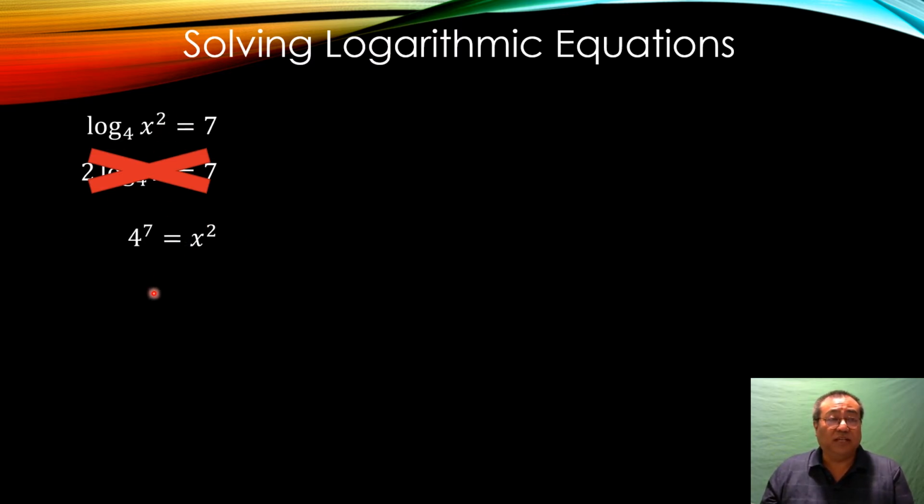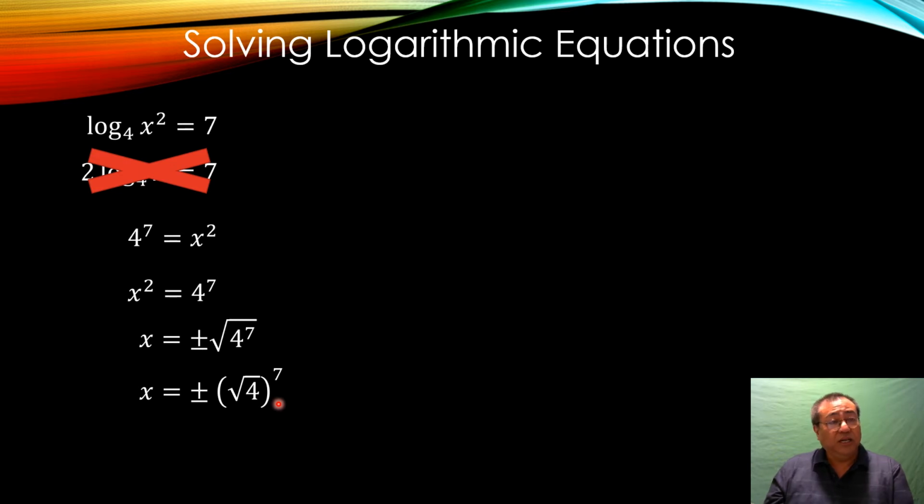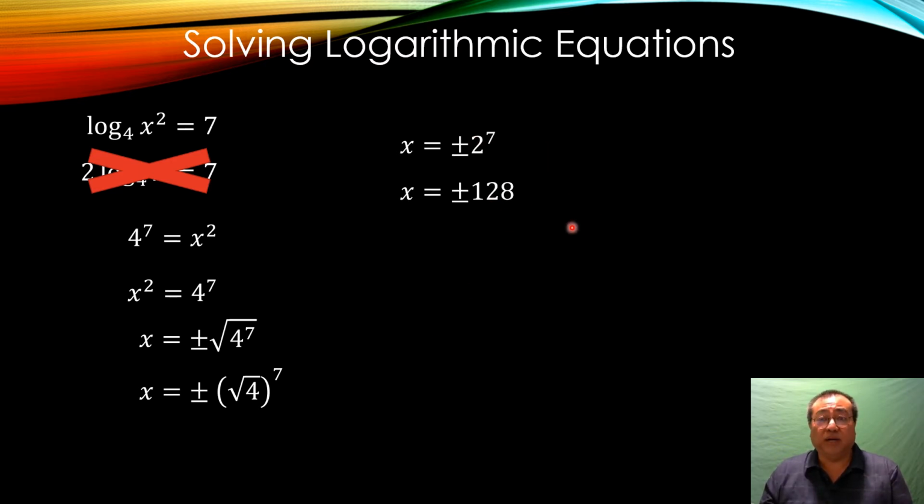Now we're going to solve this like normal, right? So we're going to take the square root of both sides. But remember, when we take the square root of both sides, we're going to do plus or minus. So it's plus or minus the square root of 4 to the 7th. Now, this is actually easier to solve by doing the square root first, then dealing with the exponent of 7. So square root of 4 is 2, so it's plus or minus 2 raised to the 7th, which makes it plus or minus 128.